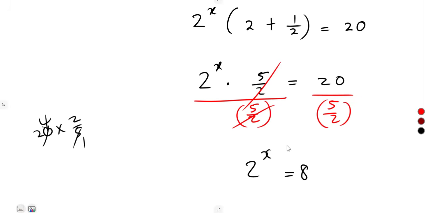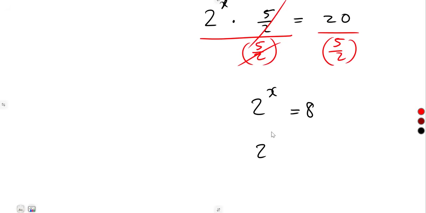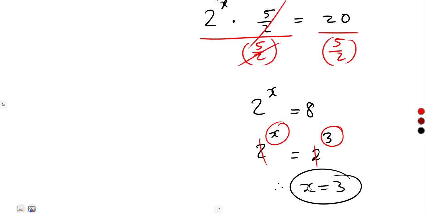Guys, I have already explained that we can make the same bases. We can write these two in the same base, where 8 can be written in the base of 2 as 2 to the exponent of 3. If these bases are the same, automatically our exponents are the same. So therefore x is equal to 3. Just like that. So we have solved this from what we were given.